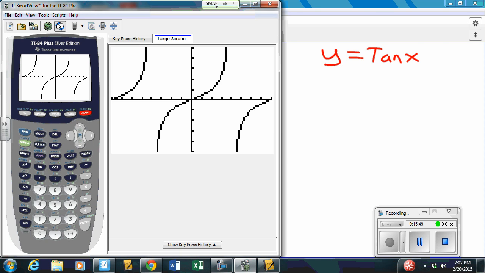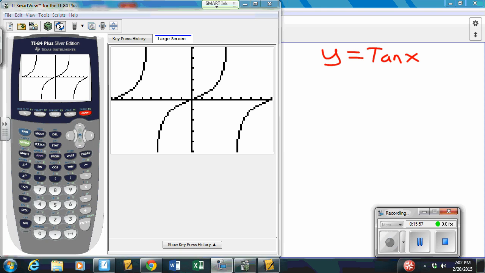Find the equation for this one and tell me what the period is. Y equals tangent of one half x. Do you guys agree? Divided by 2. Sam said it must be right.